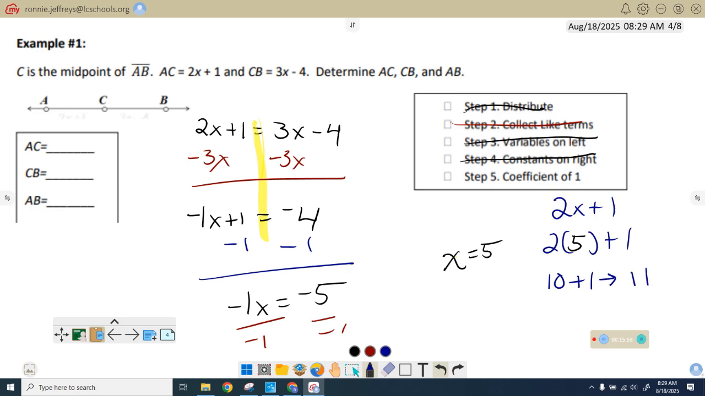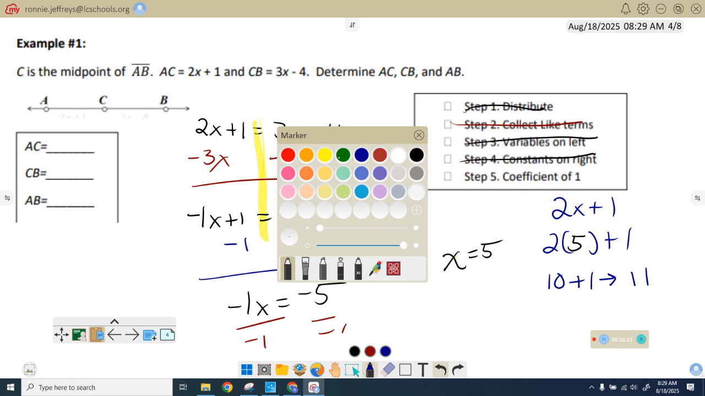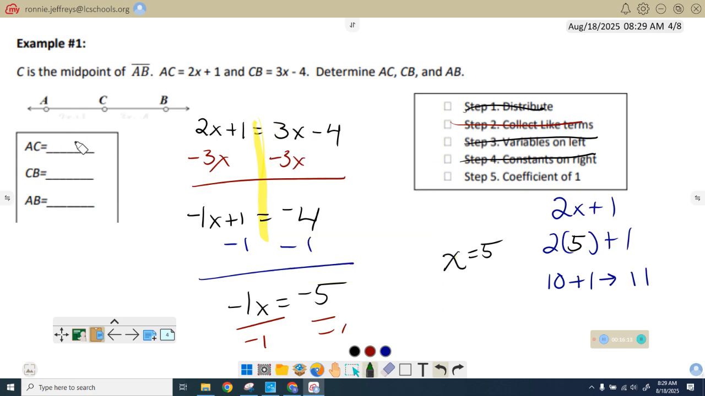So we plug it in. 2 times 5 is 10, plus 1 is 11. Now, here we go. Are you ready? Aye, aye, Captain. So this is 11. Guess what this is? 11. They add up to the same thing. So what's 11 plus 11? 22.